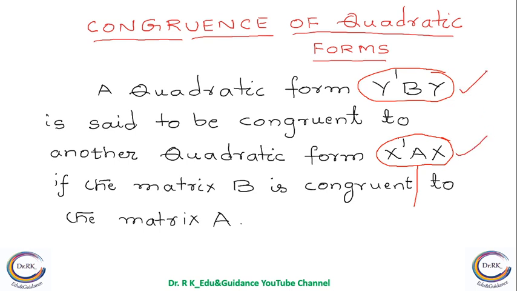So we get x transpose Ax and y transpose By. Now when can we say these two matrices are congruent? Very simple. If the corresponding matrices B and A are congruent, that is, B is congruent to A, then we say the quadratic form y transpose By is congruent to x transpose Ax. I think it's clear. Whenever the corresponding matrices are congruent, in turn the quadratic forms are also congruent to each other. So that is the definition.